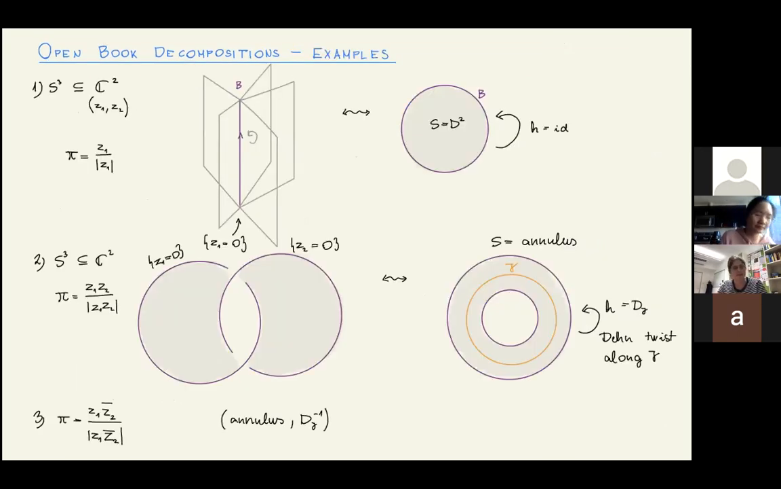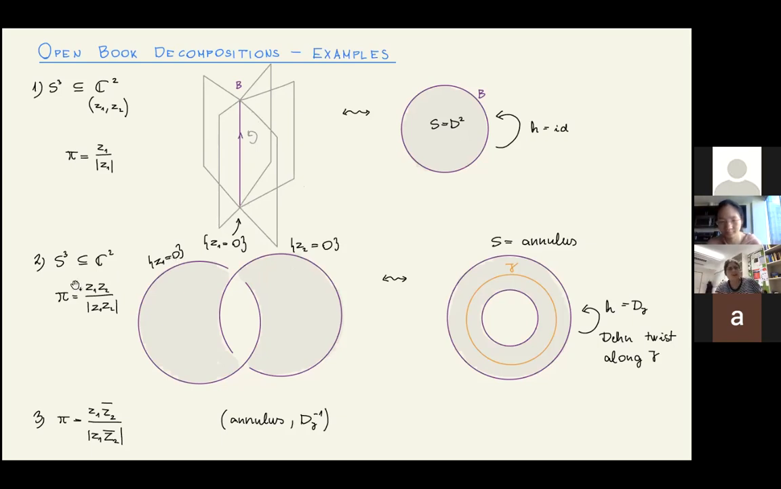And then here are some examples. If you want to give explicit examples, you have to have coordinates, and the nicest coordinates you can have is S3 as the unit sphere in C2. Then you can take the binding to be z1 equals 0, and then you can just take the angle of z1. Then this one gives you an open book with an unknot being the binding, and with the pages being just disks. And then the first return map is the only map you can imagine here, which is the identity.